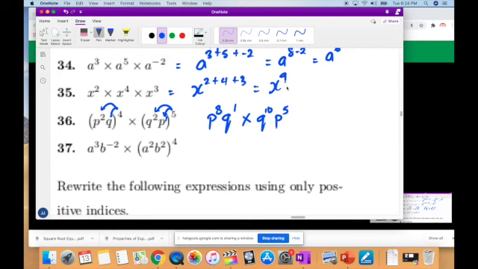Now this is multiplication, and multiplication is commutative. It doesn't matter the order. So I could put the p's together, p to the 8 times p to the 5, and then multiply by the q's together, q to the 4 times q to the 10.